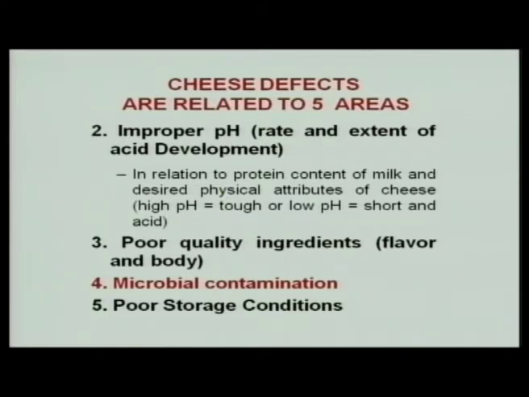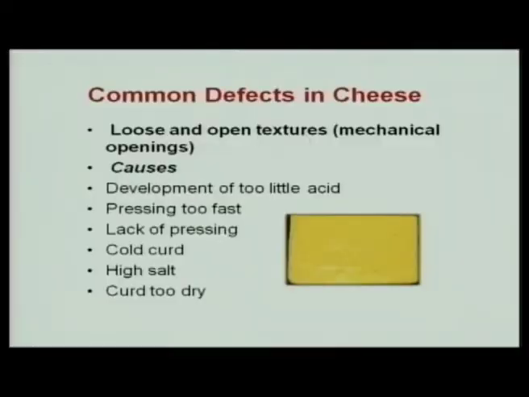Poor quality of ingredients also affects the body, flavor and texture. Microbial contamination is one of the most important factors, which we can avoid by using good quality milk and proper sanitation in the cheese manufacturing facility. Simultaneously, the storage conditions are important, because poor storage conditions will compromise the sanitary standards and contamination of the curd will take place. I have shown common defects in cheddar cheese here, and these are like development of openings.